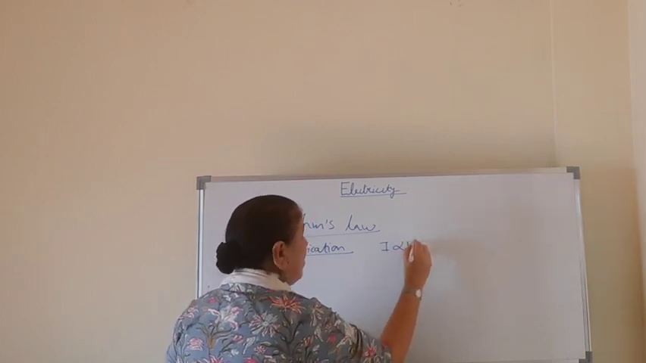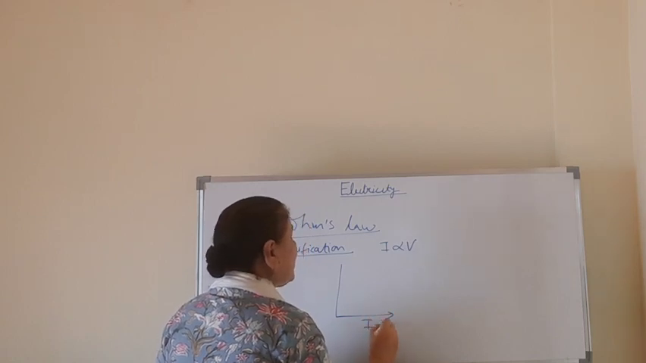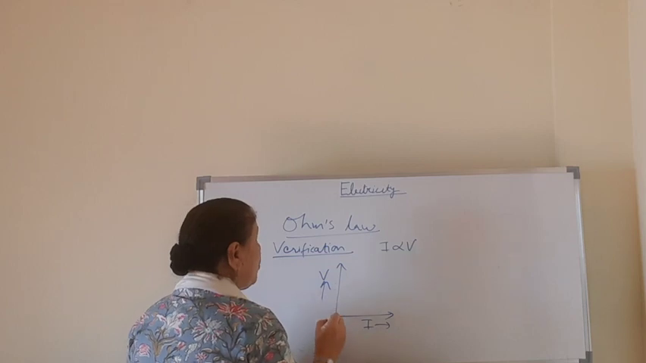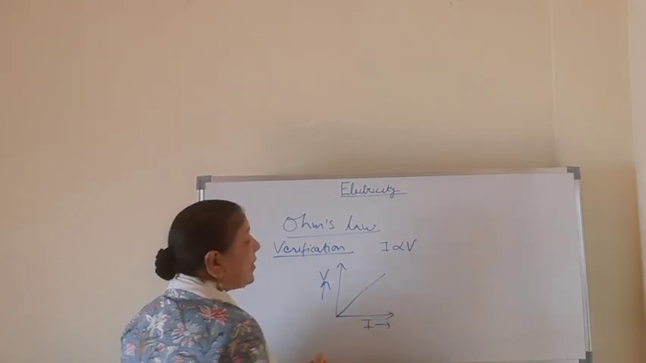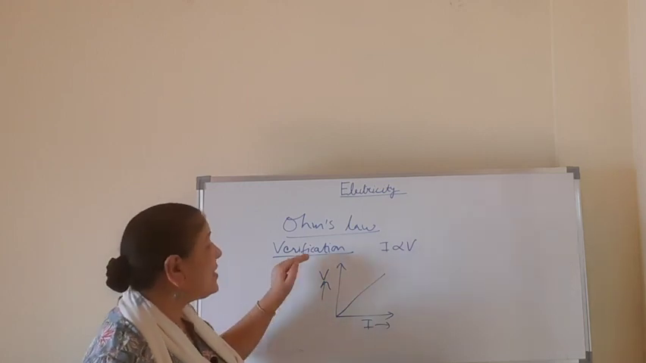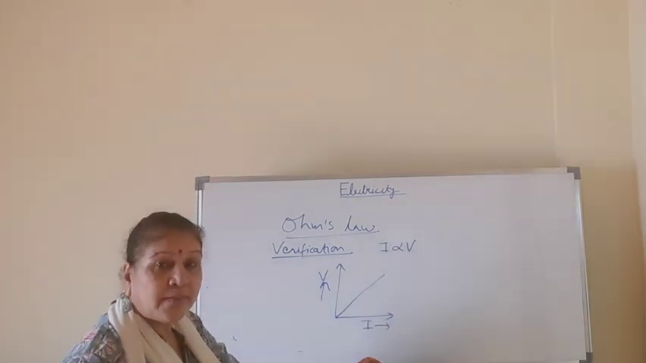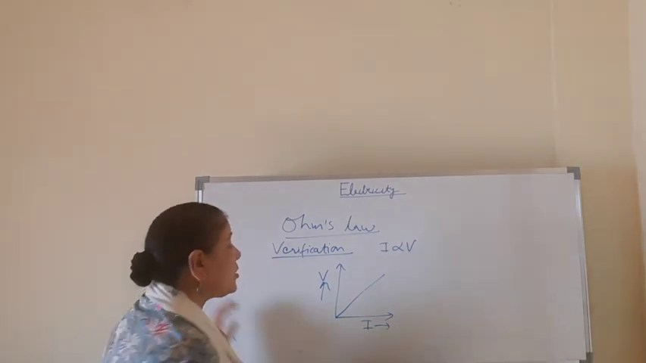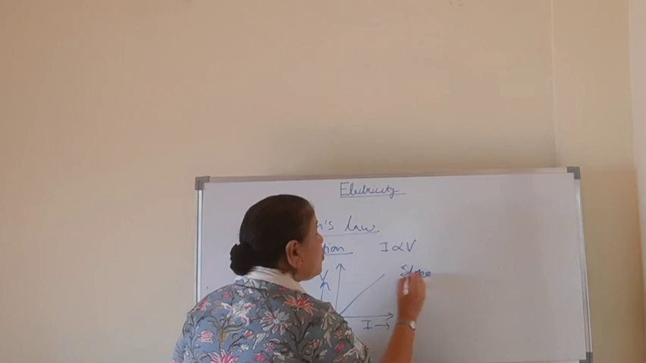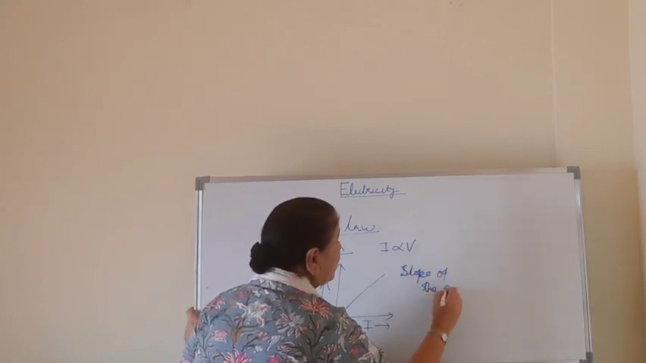So here we will be taking along x-axis I, along y-axis we will take V. So when these two are directly proportional to each other, we will get a straight line. This verifies that Ohm's law for the ohmic substance is true. The slope of the graph is a straight line. So slope of the graph gives you the resistance.